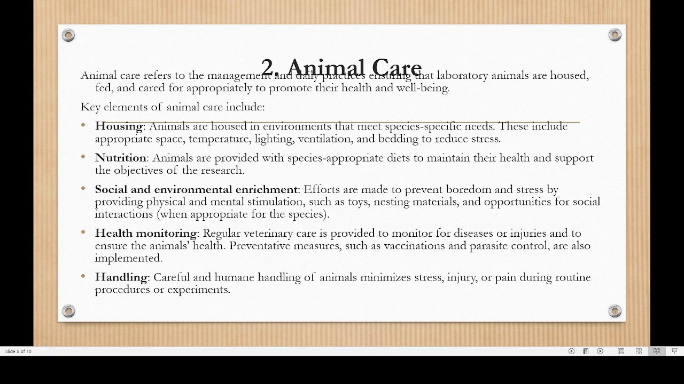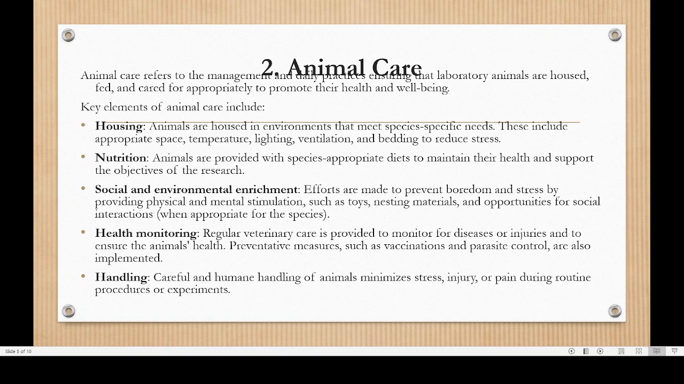Housing means animals are housed in an environment that meets species-specific needs. These include appropriate space, temperature, lighting, and ventilation. I will show you some pictures of animal houses. See, this is how animals are usually kept. Here you can see different types of animals kept in different kinds of facilities. These are all cages of animals.